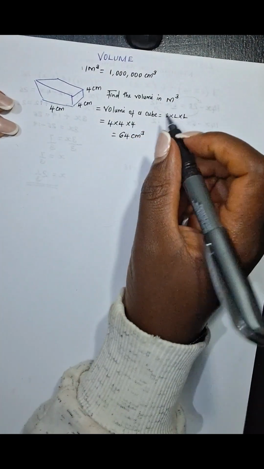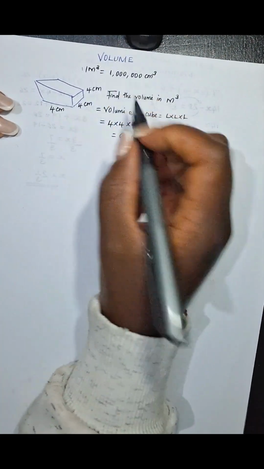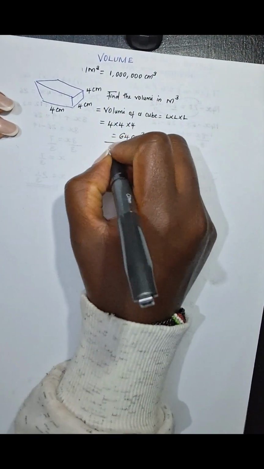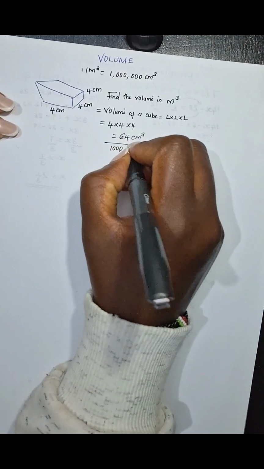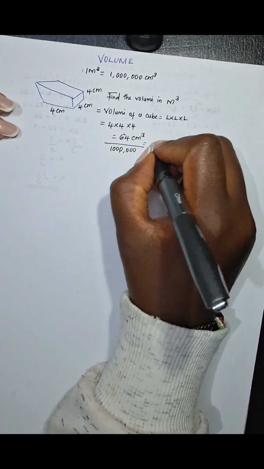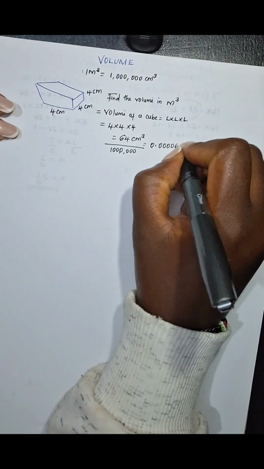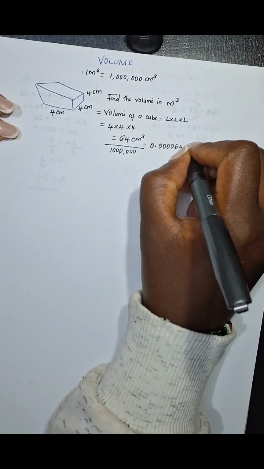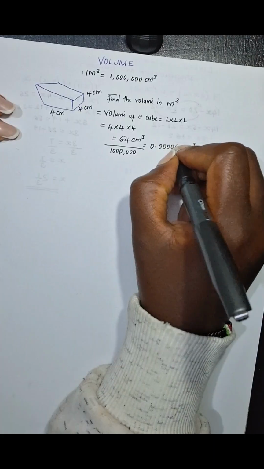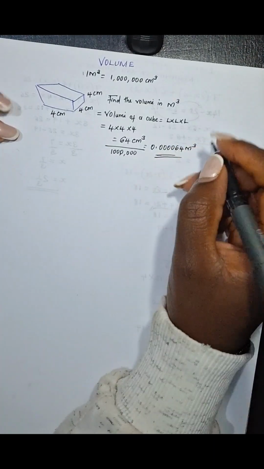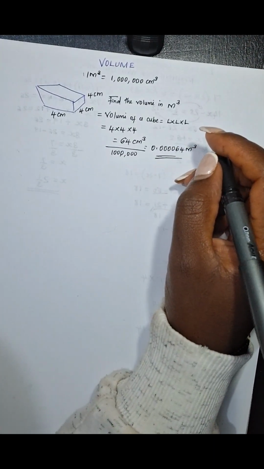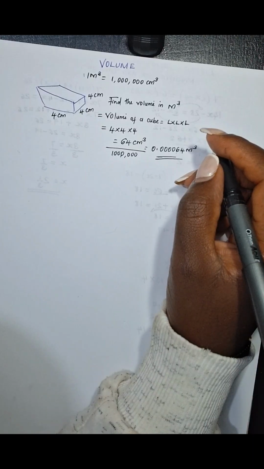But remember, you might be told to put it into meters cubic, so you just divide by 1 million to give you 0.000064, right? Yes. Okay, that is how you convert.